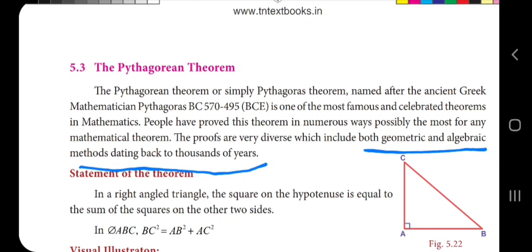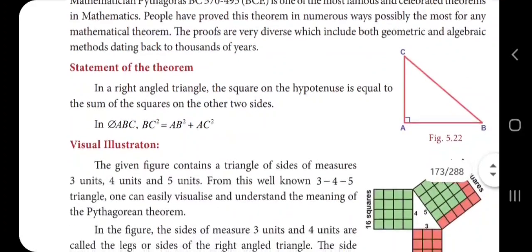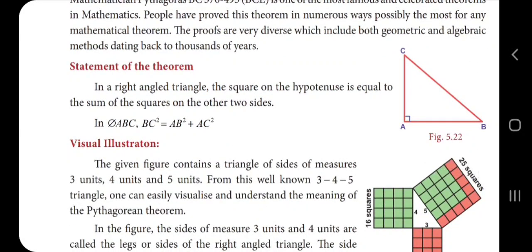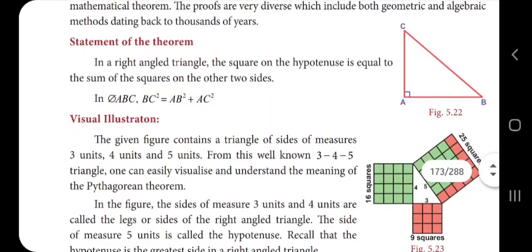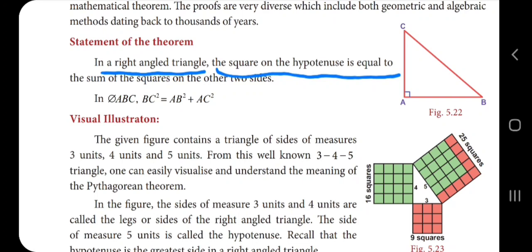So this Pythagoras theorem is very important in mathematics. In algebra and also in geometry, we use this Pythagoras theorem to find the unknown side of a triangle. So the statement of the theorem is: in a right angle triangle, the square on the hypotenuse is equal to the sum of the squares of the other two sides.